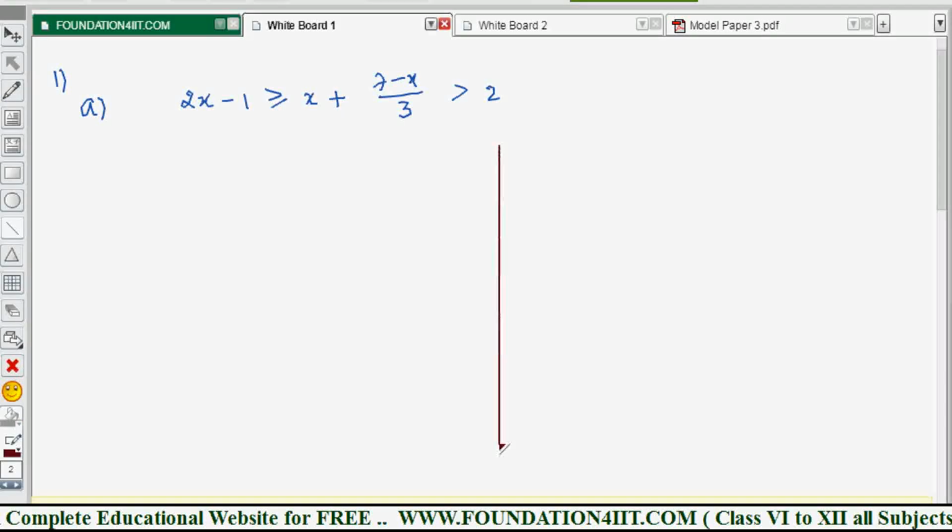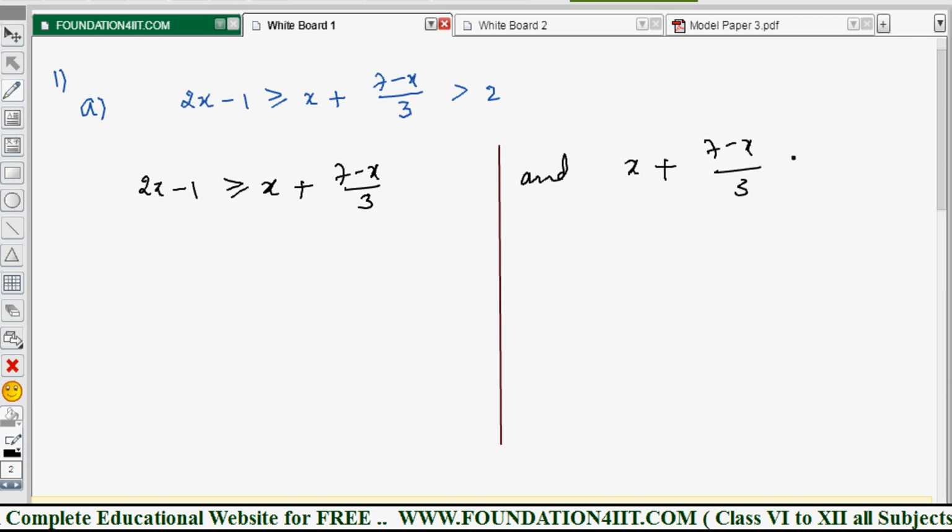In the first two, that is 2x minus 1 greater than or equal to x plus 7 minus x by 3. Any type of problem uses the same method. For the last two, the middle is common for both, that is x plus 7 minus x by 3 greater than 2. We'll solve the x values, combine both, and put them on the number line.